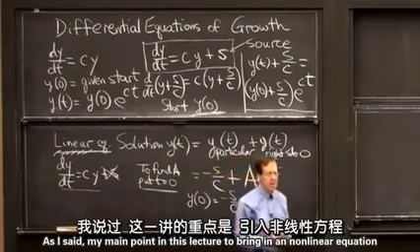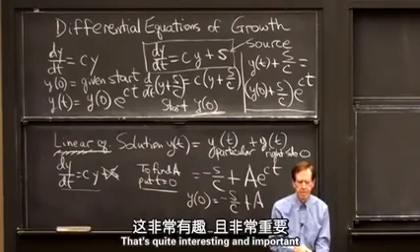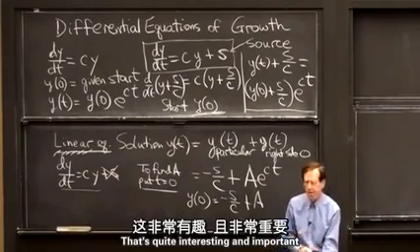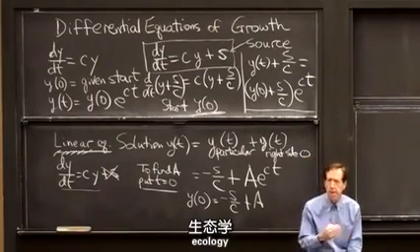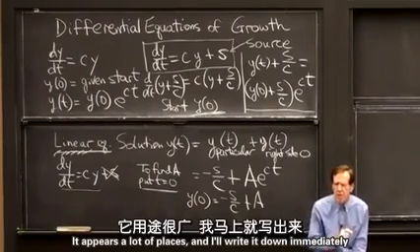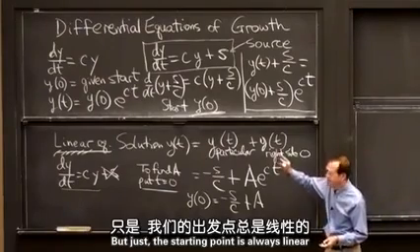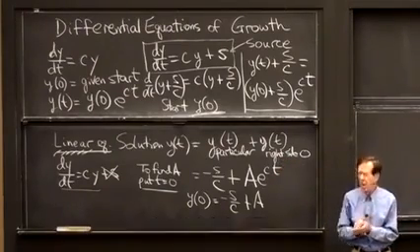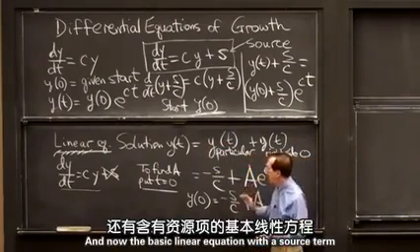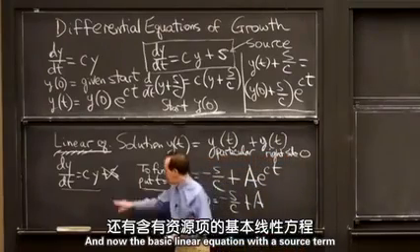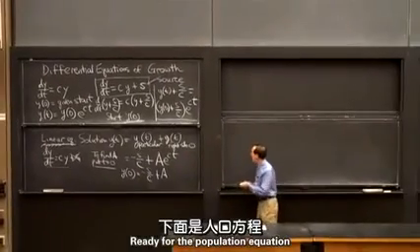As I said, my main point in this lecture is to bring in a nonlinear equation that's quite interesting and important. It comes in population growth, ecology. It appears in a lot of places, and I'll write it down immediately. But the starting point is always linear. And here we've got the basic linear equation, and now the basic linear equation with a source term. All right, ready for the population equation.